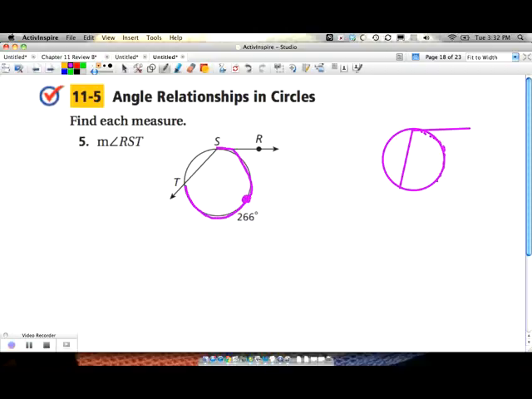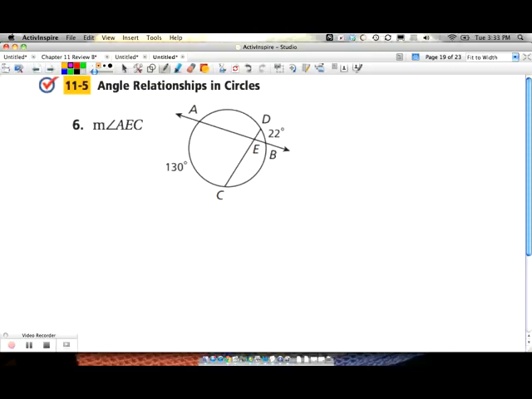Notice that the vertex is outside. We still have the two arcs, but this time we subtract. It's going to be the major arc minus the minor arc, arc MN. Let's put another point out here, O. We want to put these in the correct order. We would have 258 minus 102, divided by 2, equals that angle. Let's do some simplifying: 258 minus 102 is 156, divided by 2 is 78. So the measure of that angle equals 78 degrees.